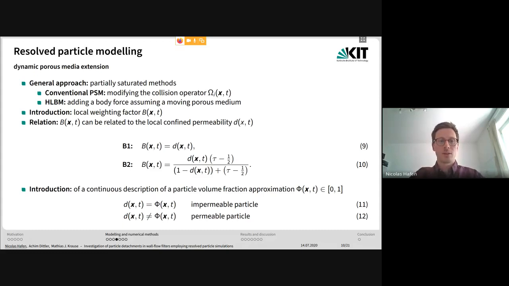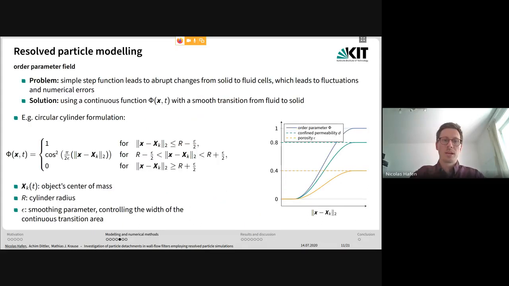So we need to introduce another parameter, this order parameter phi, which we can use as a continuous description of a particle volume fraction approximation. That, of course, for impermeable particle is the same as the confined permeability itself. When having that, we get that from smoothing this function, because we don't want to have a step function that would lead to fluctuations and numerical errors. So for a circular cylinder, we can see this formulation down there, which goes from 0 to 1, of course, and in that case with a cosine.